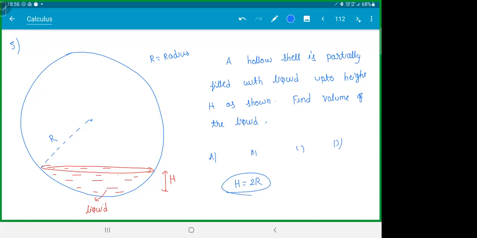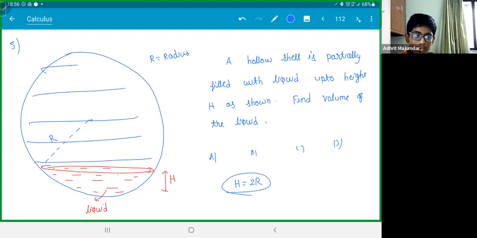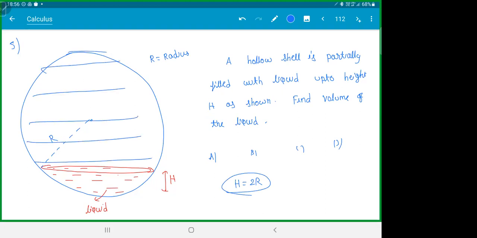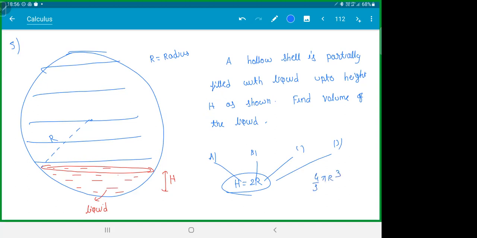If h is equal to 2r, what does that mean? We get the entire sphere, meaning the liquid is full. So if I keep h is equal to 2r in the options, what should be the answer? The volume, 4 by 3 pi r cube. So whichever option does not give you 4 by 3 pi r cube is wrong, right?